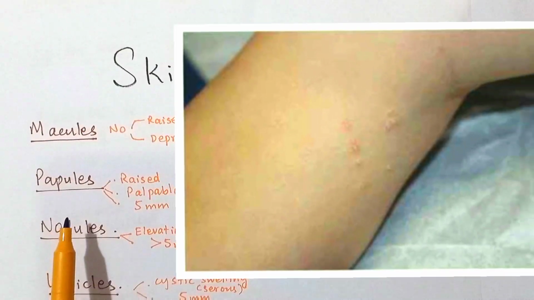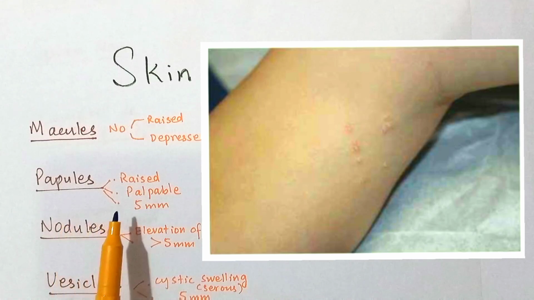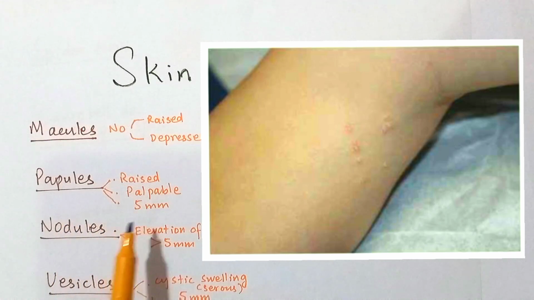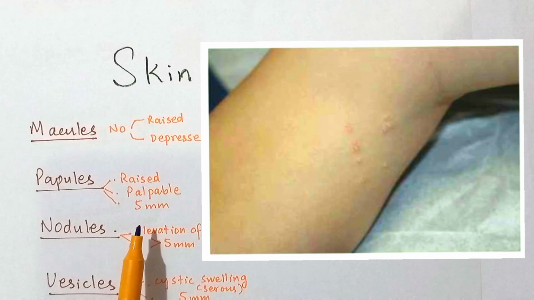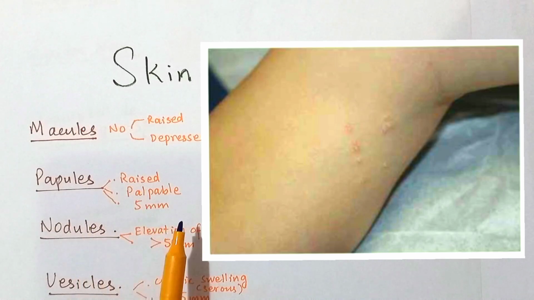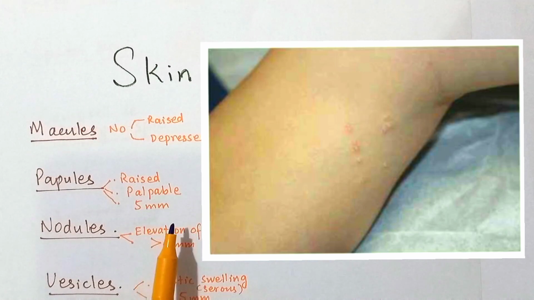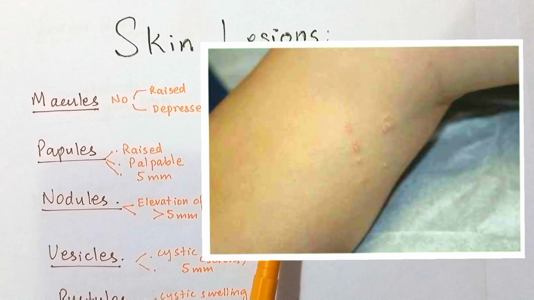Number second is papules. Papules are the solid elevations of the skin which are raised, palpable and have a diameter less than 5 mm. So these are the solid elevations of the skin. Papules are formed in allergic eczema or molluscum contagiosum infection. The skin manifestation of papules you can see on the screen.